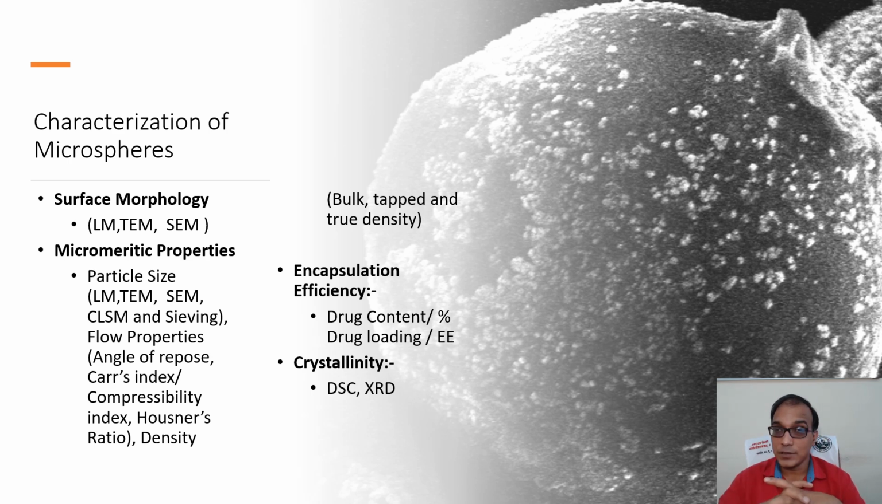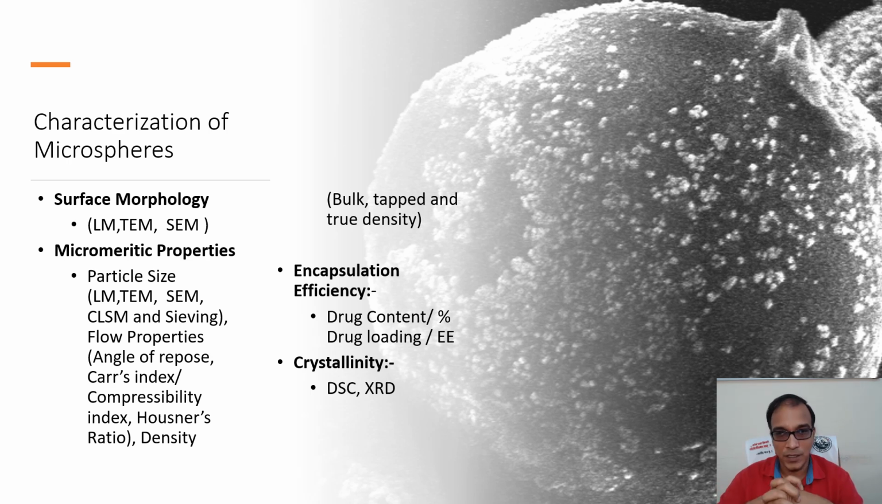So the evaluation part comes after the preparation. First of all, surface morphology. As you can see in this slide, the microsphere surface morphology is seen in a SEM picture. You can see it also through TEM and light microscopy. However, when the particle size is very small, you need the SEM. By this way you can have an idea what kind of surface is there, whether it is rough, whether it is smooth, whether it has some pores. Depending on the morphology, you can correlate it with the drug release data you are going to have.